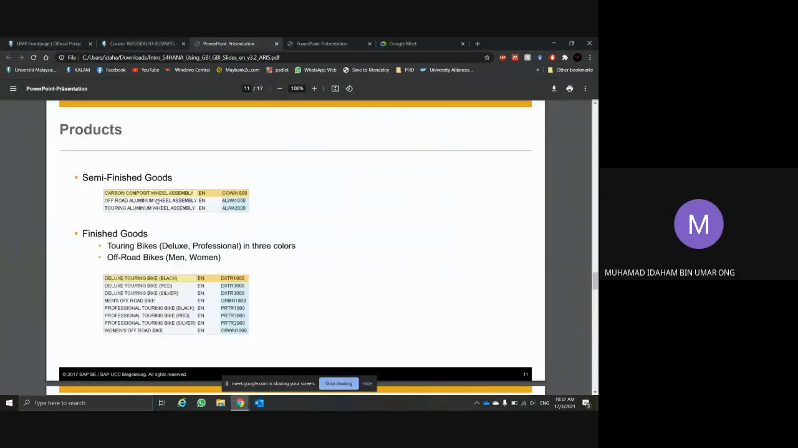Okay, now, if we go back to here, semi-finished goods means that the item itself is half finished, which means that it's not the finished product yet. There are a few different categories of products, but currently we are going to be involved with only 4. Now, finished goods are the end product of the company that the company can sell to the customer. If you look here, they have 2 major categories. One is touring bike, one is off-road bike.